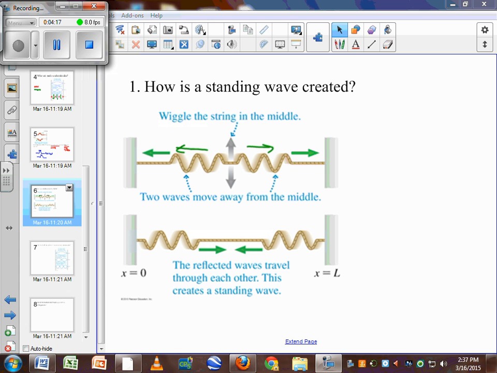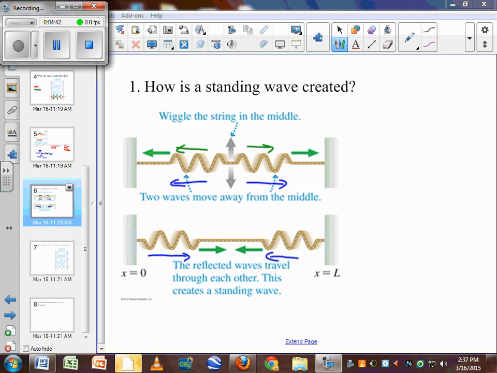So how a standing wave is created is, here's an example. What happens, we wiggle the string in the middle, and we send two waves out, one wave to the left and one wave to the right. They both reflect off the walls, come back in, and these reflected waves will travel through each other, and it will create a standing wave at that point.